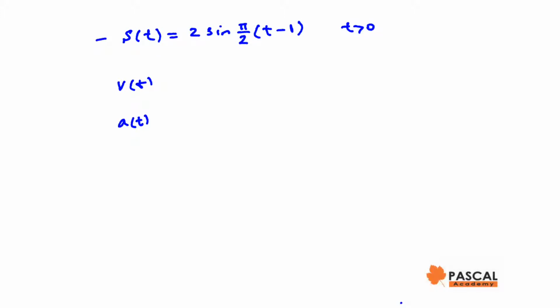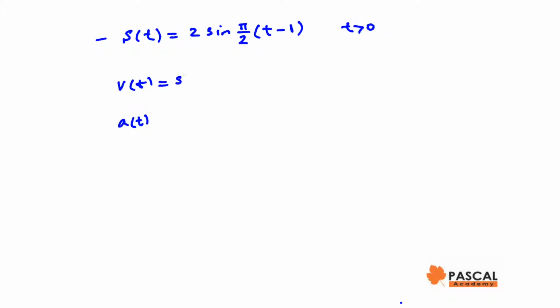Our next example is working with a sinusoidal function. Let's assume an object is moving on a straight line and its position at time t is s of t equals 2 sine of (pi over 2 times t minus 1), when t is in seconds and s is in meters. We are looking for the velocity and acceleration of the object at time t.